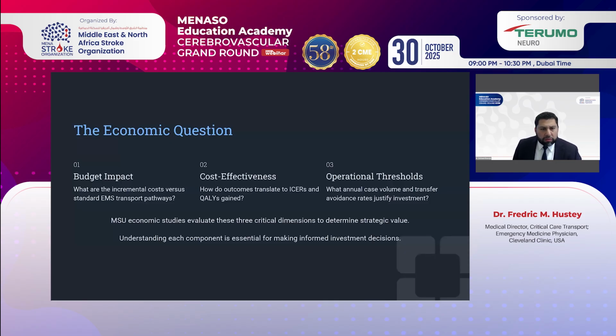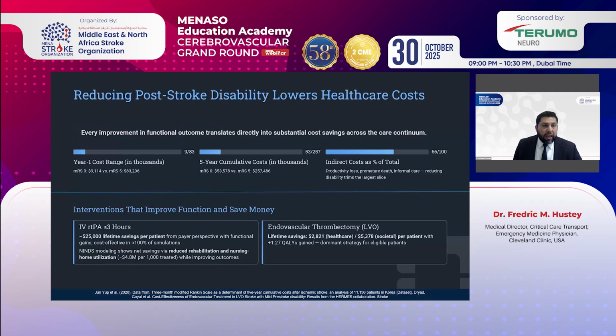And so I'm going to review a few mobile stroke unit economic studies that evaluate these critical dimensions. And I think understanding these will be critical to see if a mobile stroke unit is a good investment for your area. And so I'm not going to spend too much time going through here because, again, Dr.